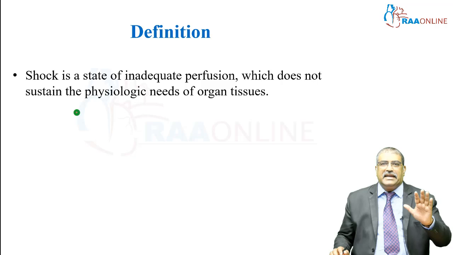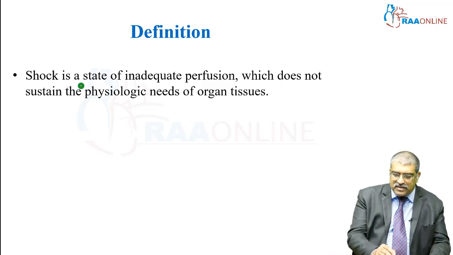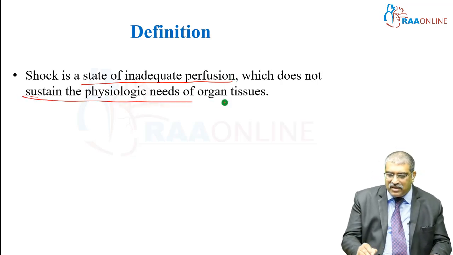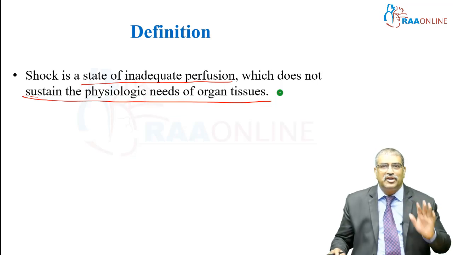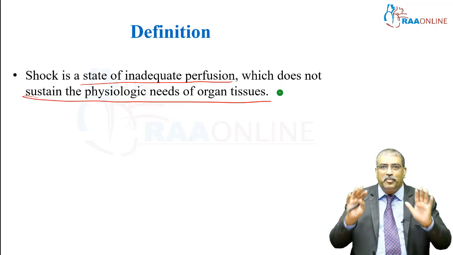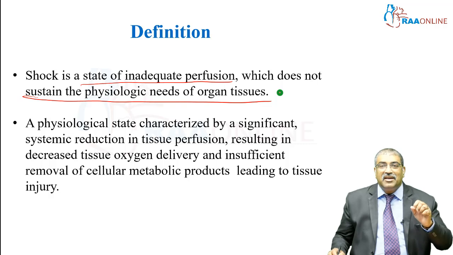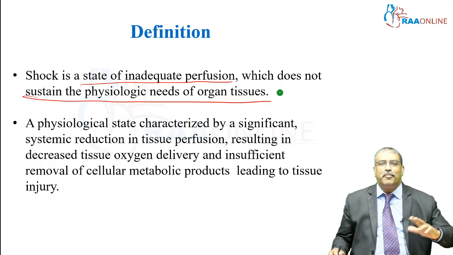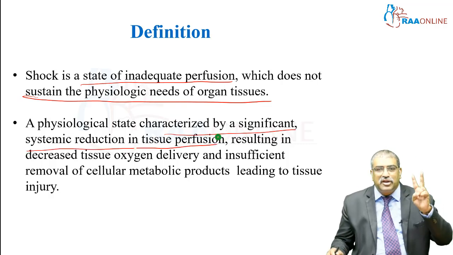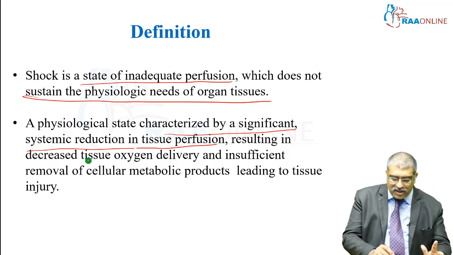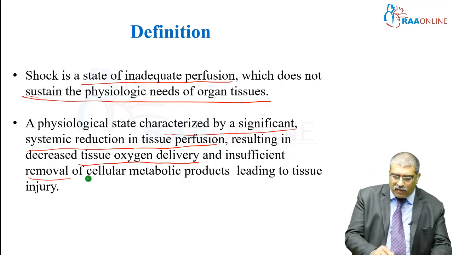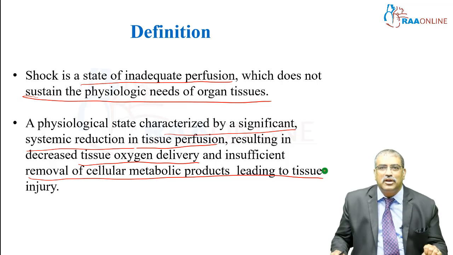Now, what is the definition of shock? It is a state of inadequate perfusion which does not sustain the physiological need of organ tissues. So, for the need of the tissue, there is inadequate perfusion. It can be said as a pathological state characterized by significant systemic reduction in tissue perfusion resulting in decreased tissue oxygen delivery and insufficient removal of cellular metabolic products leading to tissue injury.